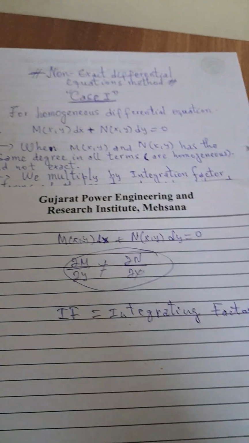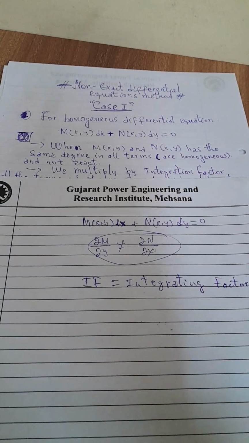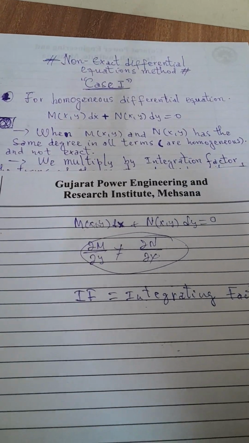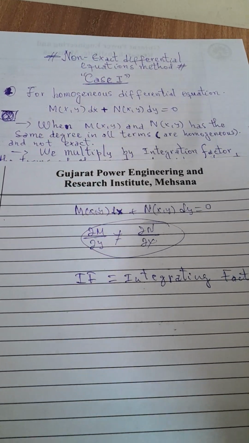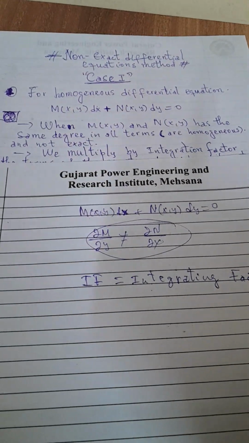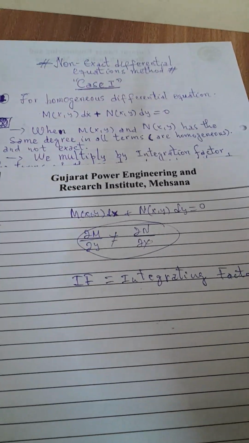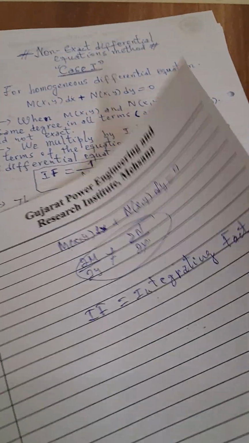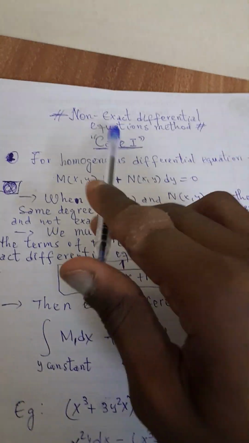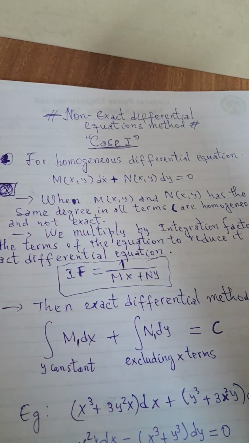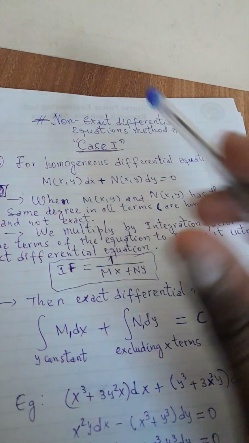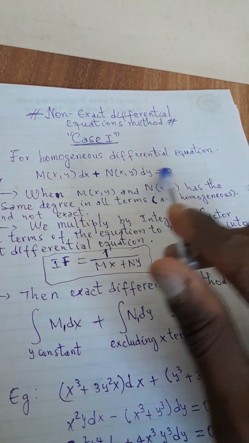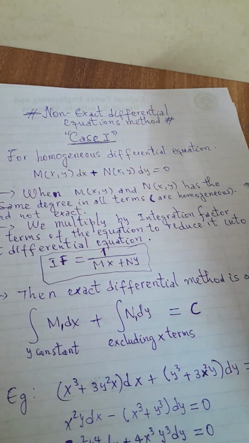We are going to see first case 1. In case 1, it is for a homogeneous differential equation. Suppose we have a non-exact homogeneous differential equation, and the question is when or how it happens. In case 1, suppose we have a differential equation and it is non-exact.